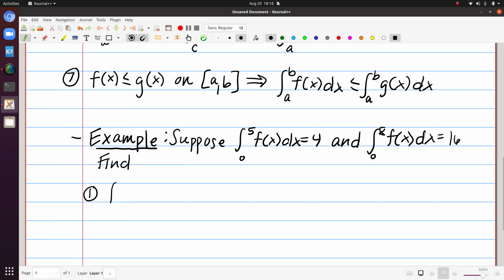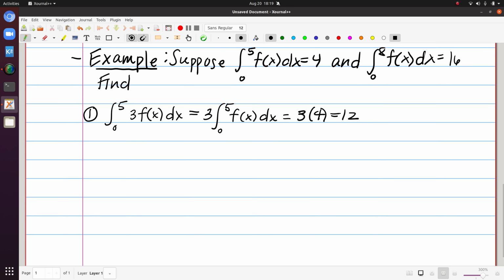So first of all, if we were asked to find the integral from 0 to 5 of 3f of x, we have from our property above with multiplicative constants that should equal 3 times the integral from 0 to 5 of f of x. From the given information, that's 3 times 4, so this would have to equal 12.